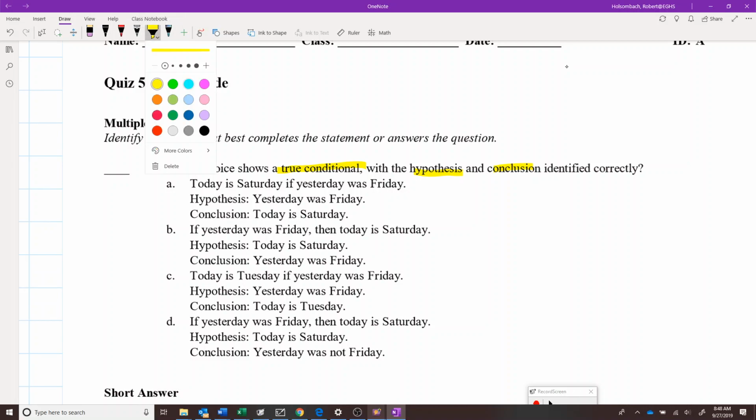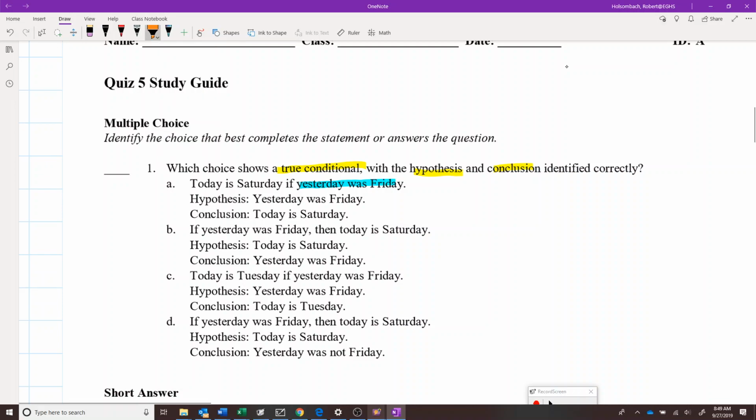All right, so answer choice A. Today is Saturday if yesterday was Friday. Today is Saturday if yesterday was Friday. So what follows the if is the hypothesis. There's your hypothesis. Okay? The rest of the statement is your conclusion. So here's your conclusion. Now let's determine if this is true.